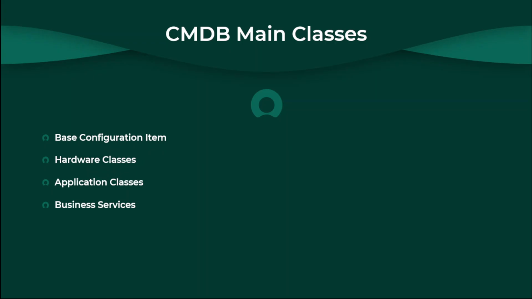Then hardware classes. This includes servers, network gear, and endpoints, anything that represents a physical device. Then application classes. These represent software, web apps, databases, and hosted services. They are often mapped to business services in ITOM. Then business services. These classes help connect IT components to actual business functions like email, payroll systems, or customer portals, making service mapping and impact analysis more effective.